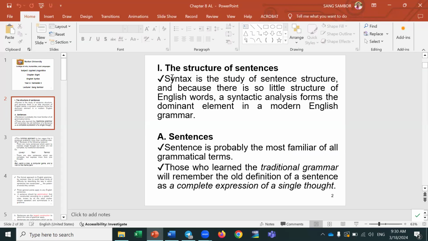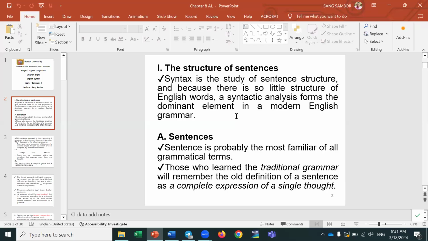As you can see here, syntax is the study of sentence structure, and because there is so little structure in English words, syntactic analysis forms the dominant element in a modern English grammar. As I mentioned already, since we have so little structure in English words, that is the reason why we use syntactic trees or syntactic structure to help us identify the important elements forming one complete sentence, the one which expresses a complete meaning.